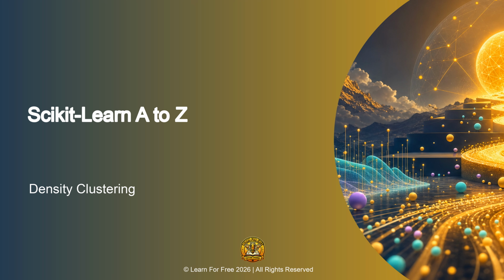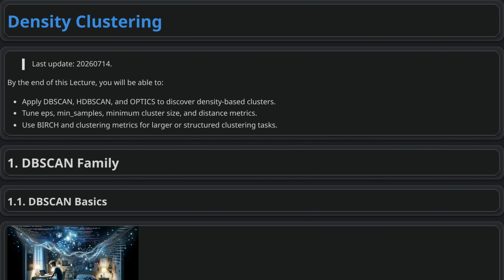Module 23, Lecture A, Density Clustering. By the end of this lecture, you will be able to apply DBSCAN, HDBSCAN, and OPTICS to discover density-based clusters, tune eps, min_samples, minimum cluster size, and distance metrics, and use BIRCH and clustering metrics for larger or structured clustering tasks.